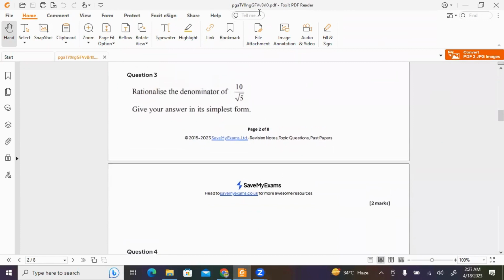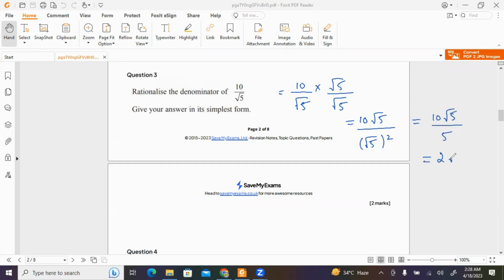Question 3 is also pretty much the same as question 1. It's asking us to rationalize the denominator and give your answer in simplest form. Same thing, we're going to multiply and divide the fraction by the surd in the denominator, which is root 5. So it's going to be 10 root 5 over square of root 5, which is 10 root 5 over 5, and that's 2 root 5. That is just simplified.